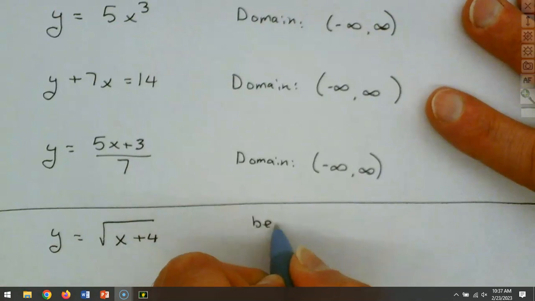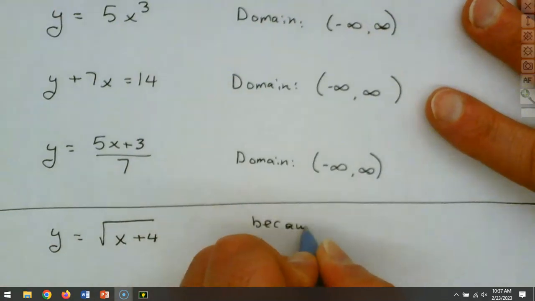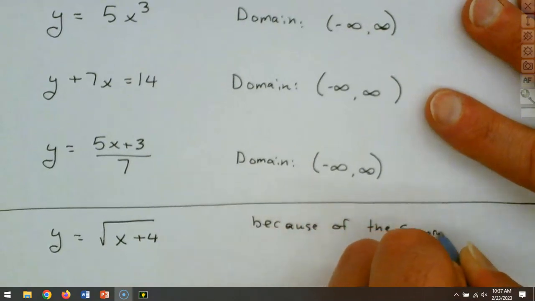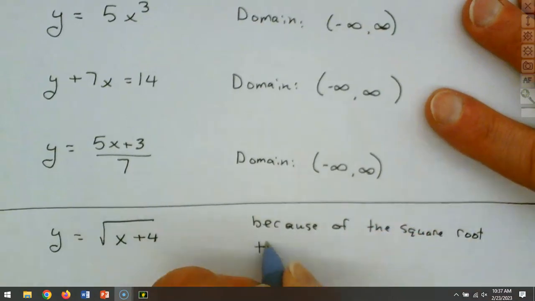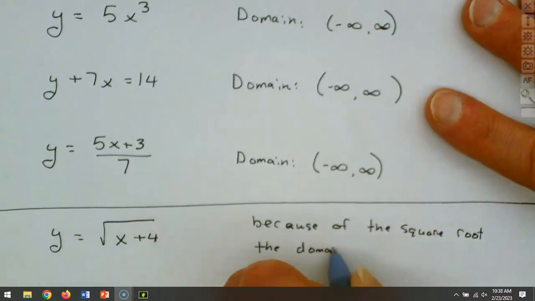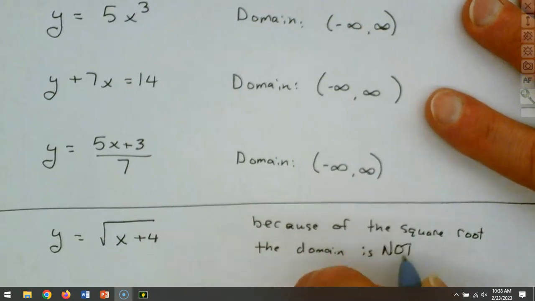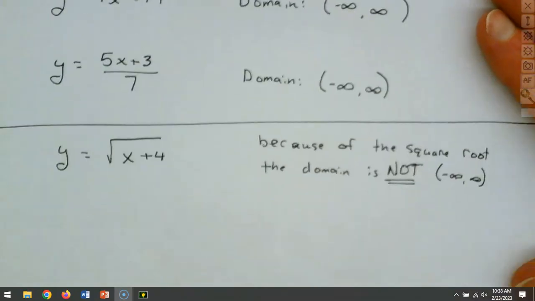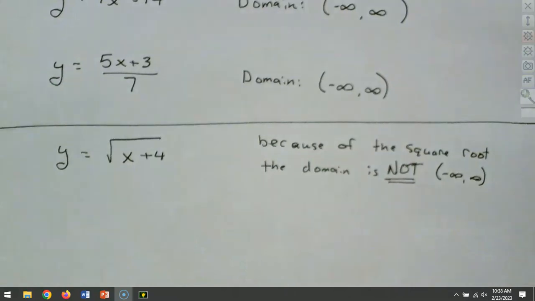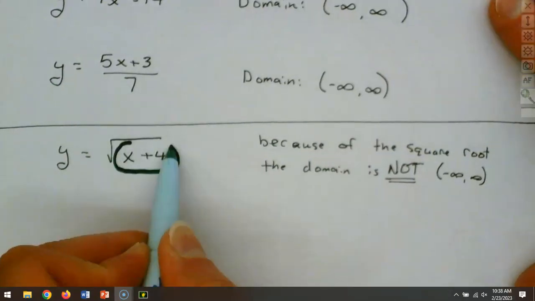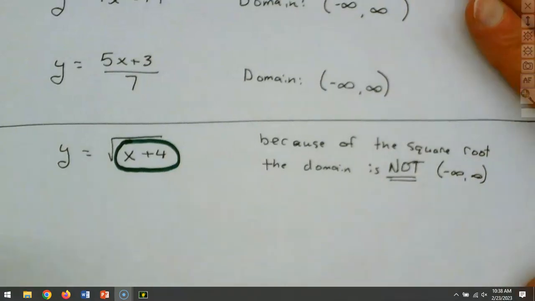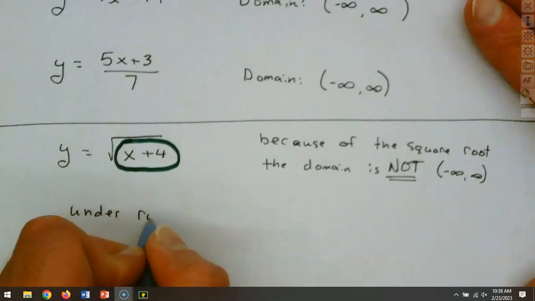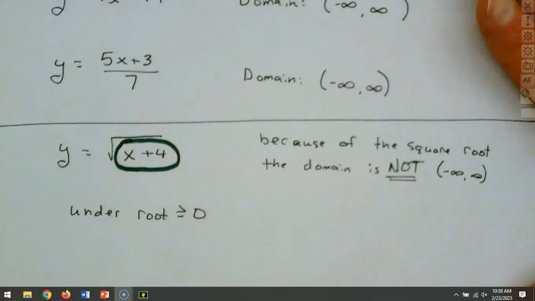Because of the square root, the domain is not negative to positive infinity. What we look at is what's underneath this square root, and we make sure that stays positive. So if it's a square root, what we do is we set what's under this root to be greater than or equal to 0.